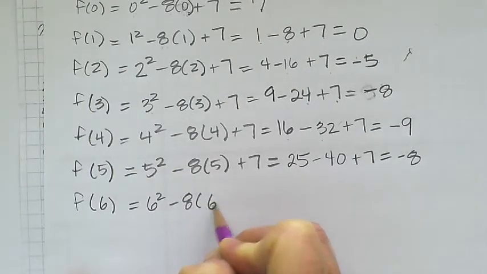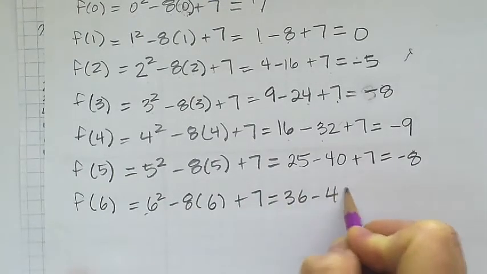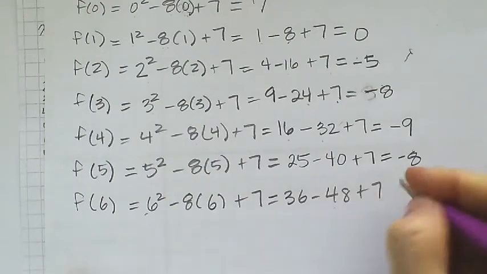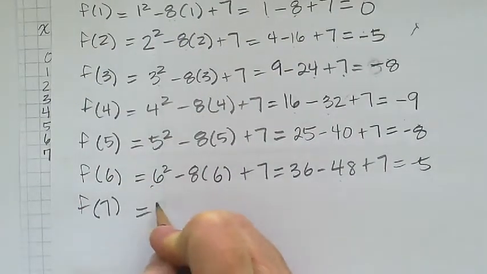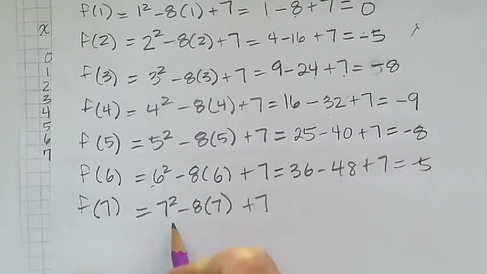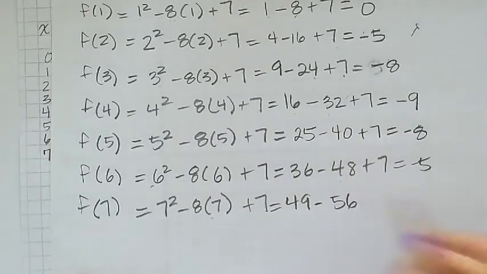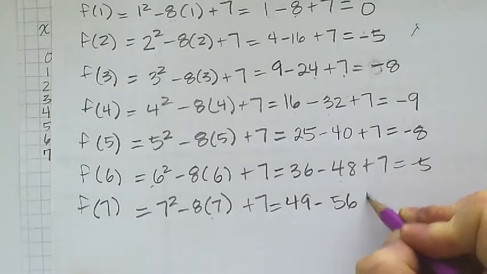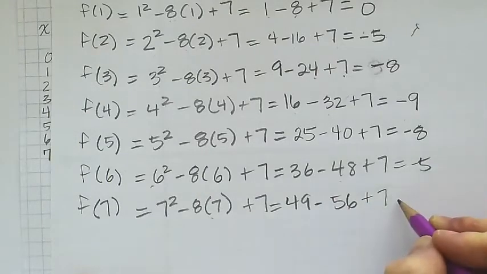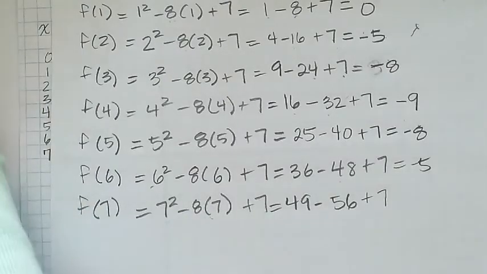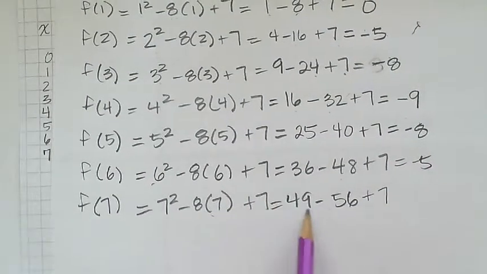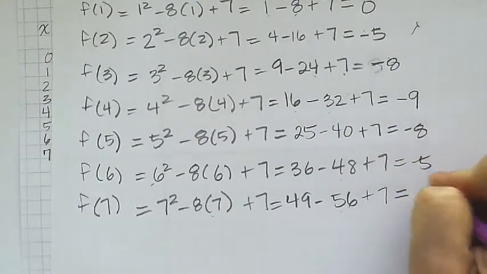Okay, 36 minus 48 plus 7, so that's negative 12 plus 7 is negative 5. Oh, look at that. Negative 5, negative 5. So what do you predict the next one will be? 49 minus 56 would be 13. Negative 13 plus 7 would be negative, let's see, did I do that right? 7 squared is 49 minus 56. No. What did I do wrong? I said 13. 49 minus 56 is negative 7, plus 7 is 0.